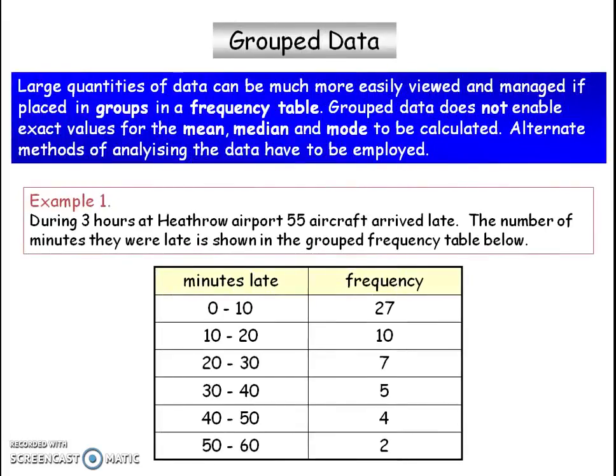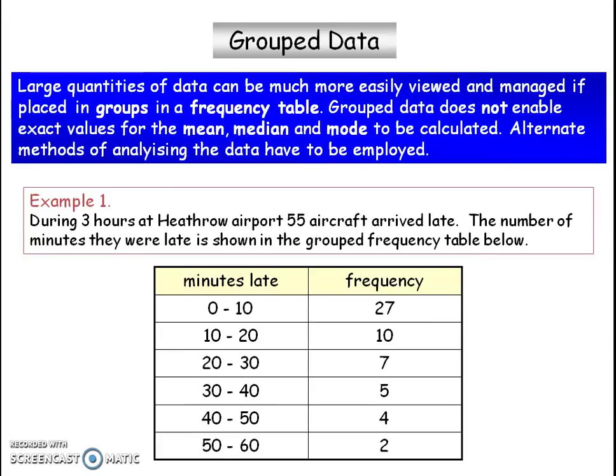Now, why this ungrouped and grouped data? If we have large quantities of data, then it is easier for us to manage if we can replace it in groups in a frequency table. So large quantities of data can be much more easily viewed and managed if placed in groups in a frequency table. Grouped data does not enable exact values for the mean, median and mode to be calculated. Alternative methods of analyzing the data have to be employed.